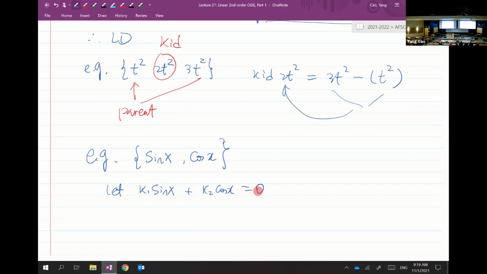And then let's examine, are we able to find certain values for k1 and k2, which are not 0, to make this expression equal to 0? Or are we not? That's basically the question. So what do you think? Do you think you can find some non-zero values for k1, k2 so that this whole expression equals 0? Nodding means yes. You can. Can you give me an example? What would be a value of k1, k2 so that this whole term is equal to 0?